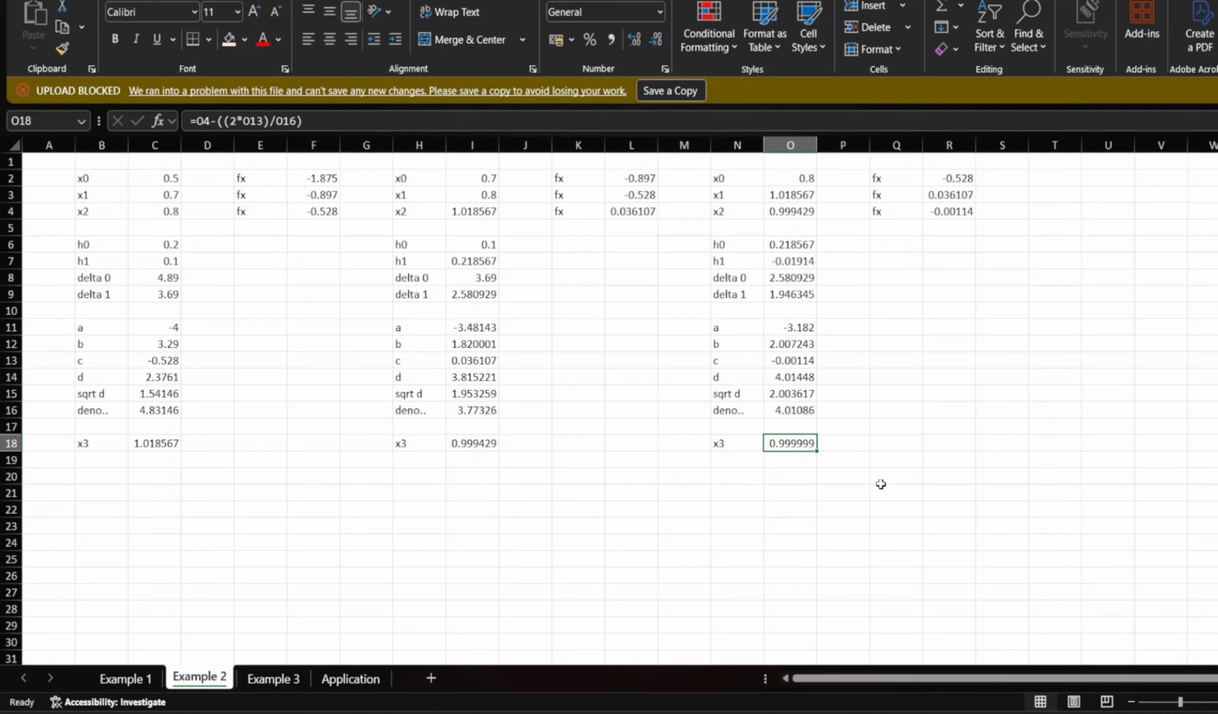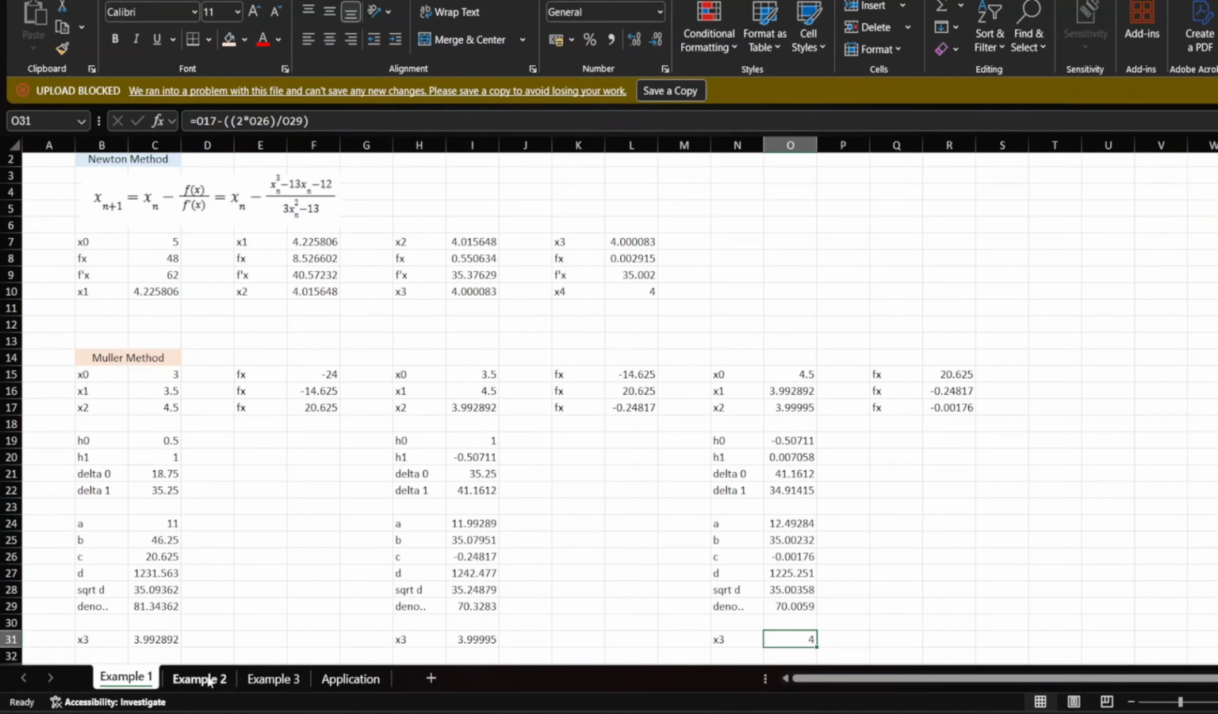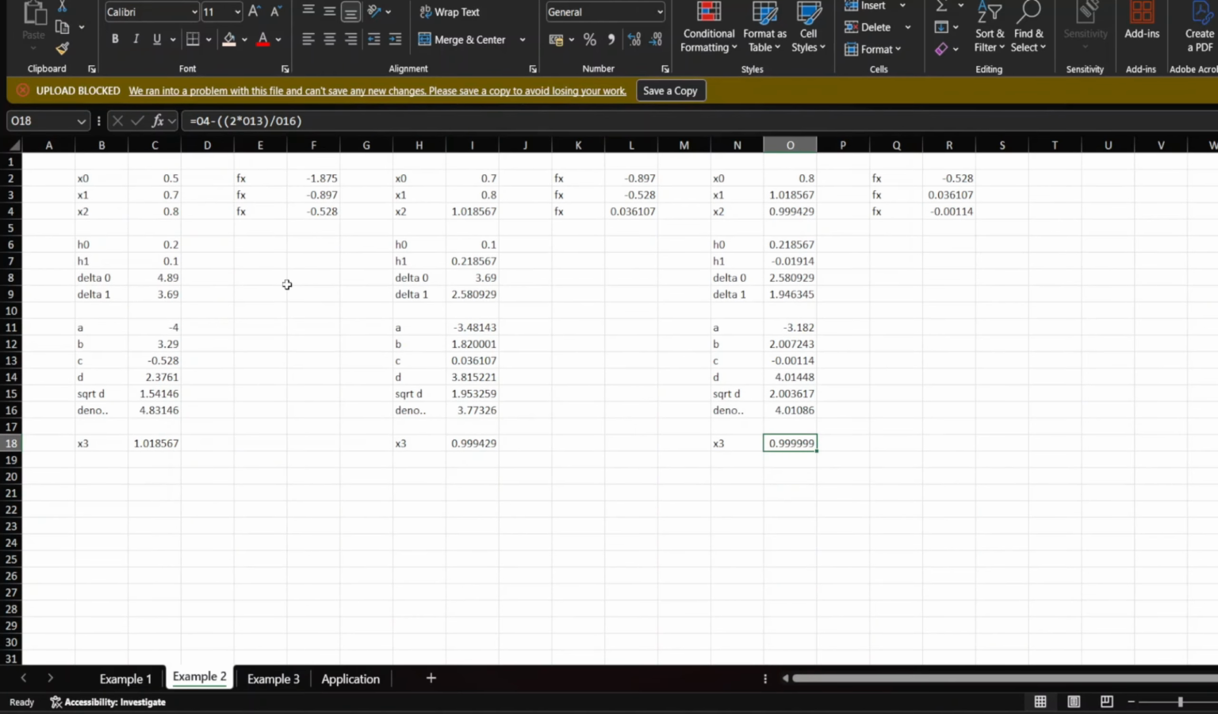So if I continue to x4, we will get x3 equals 1. So I just stop here because this is nearest to 1. You can see the difference: from this we got only one root, and then this one has three roots. So they can get the nearest root, which is 1. Yeah, the nearest root to these 3 x values.